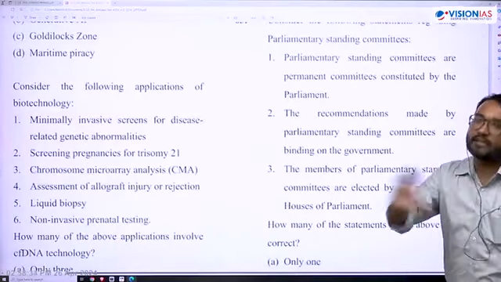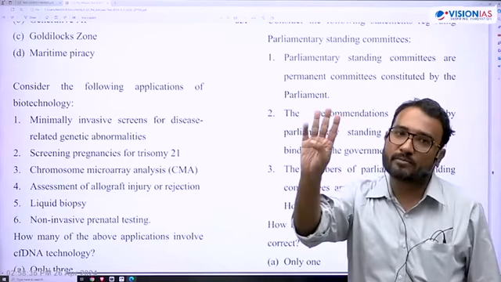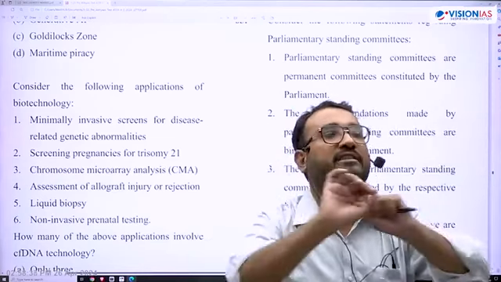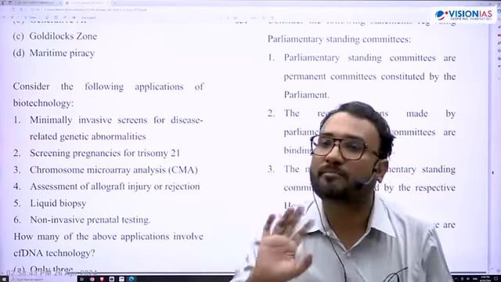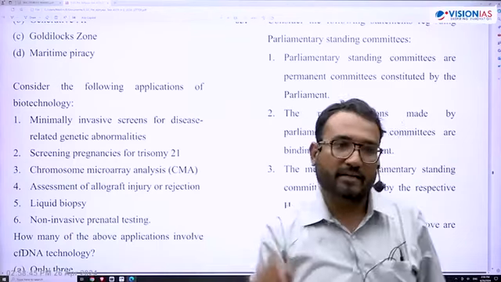There is no such body where recommendations are binding on the government, be it the Finance Commission, Election Commission of India, National Commission for Scheduled Castes, Scheduled Tribes, Backward Classes, or National Human Rights Commission. Their recommendations are not binding on the government.